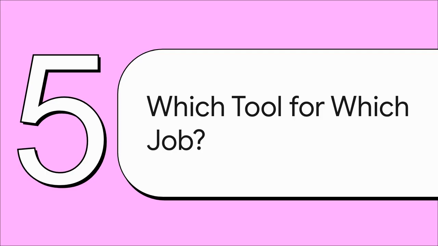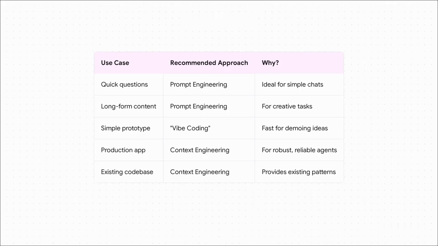So, all of this leads to the most practical question of all, right? Which tool should you use for which job? When is a simple prompt totally fine? And when do you really need to step up to full-blown context engineering? Let's break it down real quick.